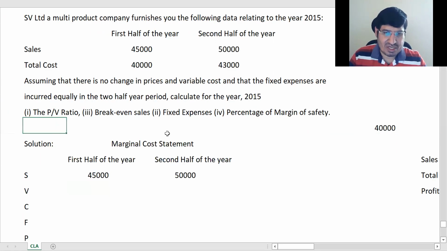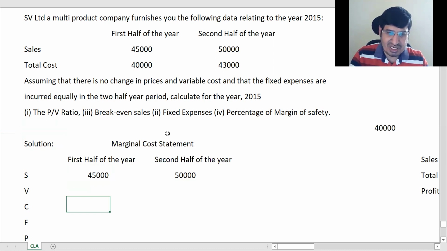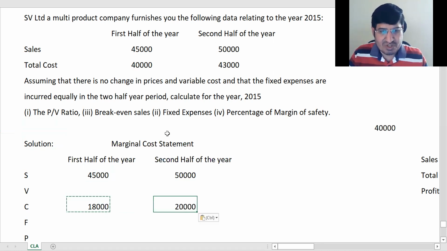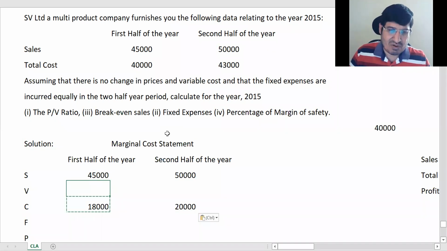Okay, 40 and 43 are cost. So leave it out. Now we have PV ratio, right? So directly we can get contribution, because 95 into 40%. Okay, here also same, I got contribution. If I got contribution, then I got variable cost. Correct? So now what is the variable cost?